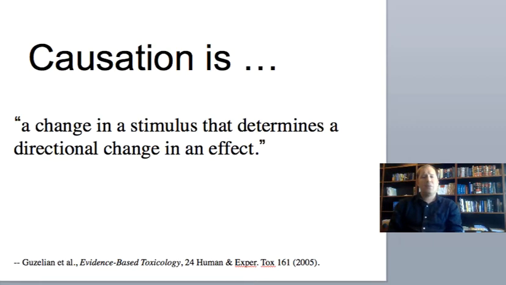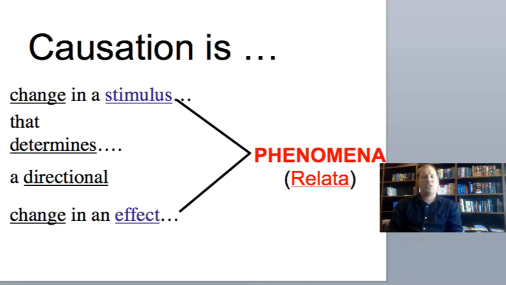In order to do that, we have to know about causation. We gave a definition earlier of causation, a change in a stimulus that determines a directional change in an effect. You'll see this definition again and again. If I break it out into sentence fragments, what you'll see is we're talking really about the first and the last fragments of that sentence, a change in a stimulus and a change in an effect.